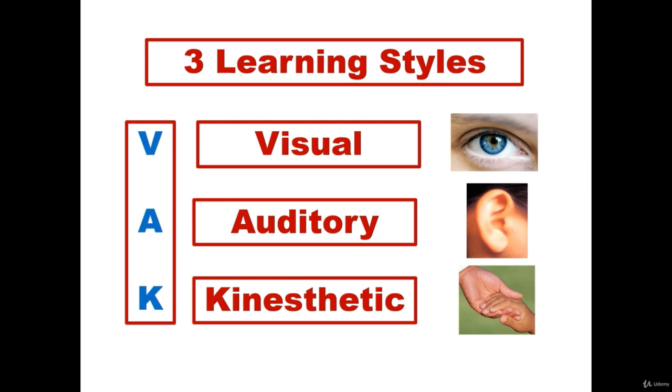Now, you've got 3 different areas. They sometimes call this the VAK system. There's visual, auditory, and kinesthetic. And I'm going to break these down for you so you get a rich and deep understanding of each one.